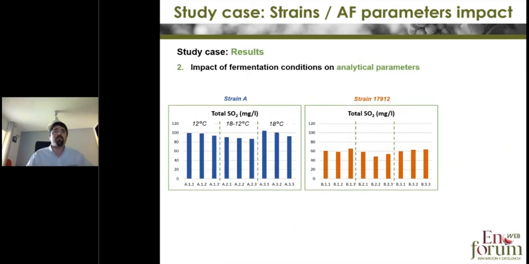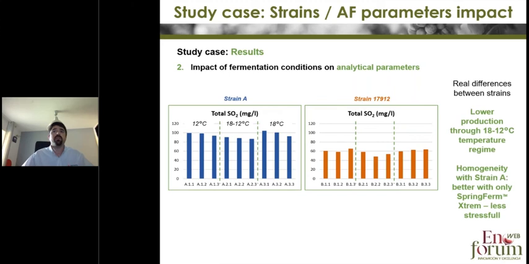When you go to total SO2, it's a very different strain. You see strain A is producing over 100 ppm of total SO2. Whatever the conditions, strain 17912 is much cleaner, with 60 ppm of SO2. You have a slight difference as well with the Springferm Extreme addition. Springferm Extreme addition seems to make less stress, and if you have less stress, you also have less SO2 production.